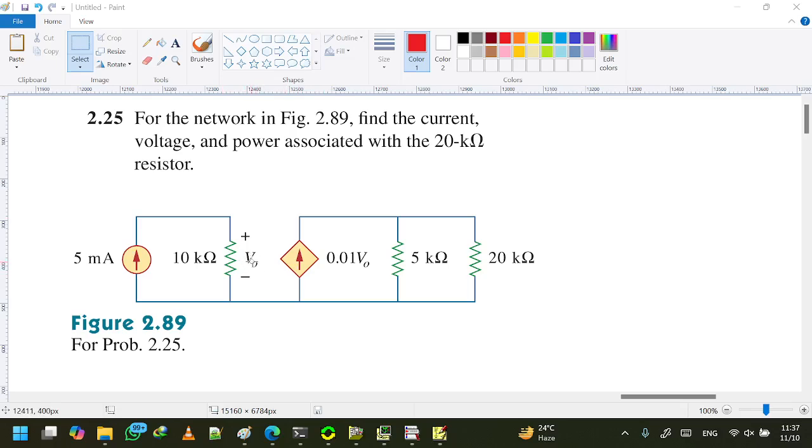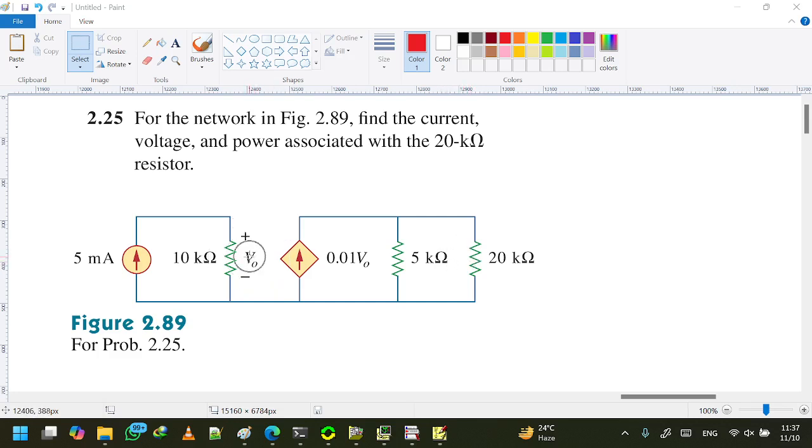This is exercise problem 2.25. We want to calculate V0 first, because after calculating V0, we can find the current, voltage and power associated with the 20 kilo ohm resistor. That means this resistor is our concern. We need to find the voltage or the current to calculate the power. But they told us to calculate all three.